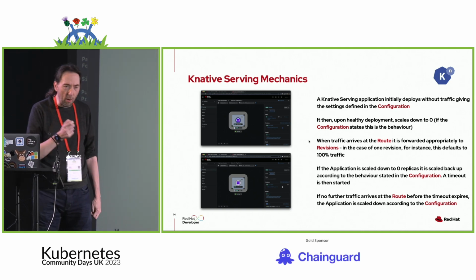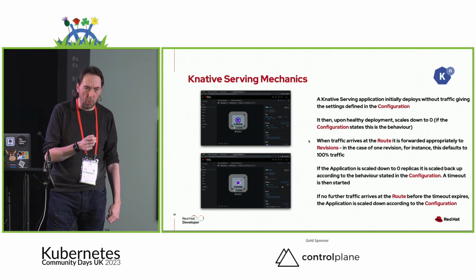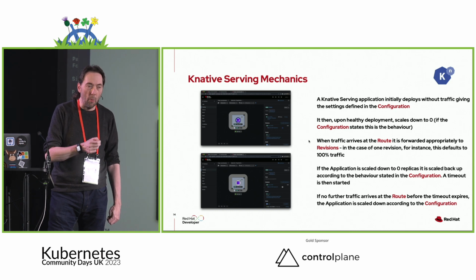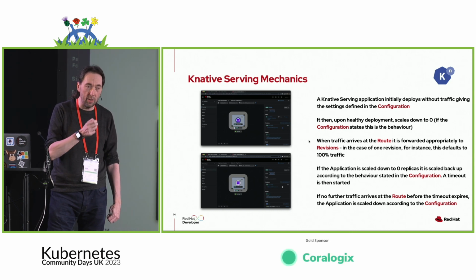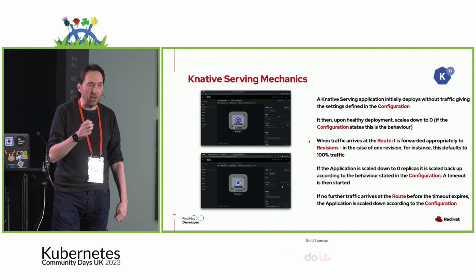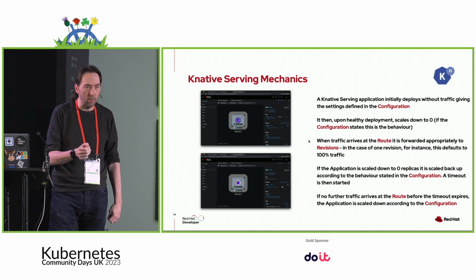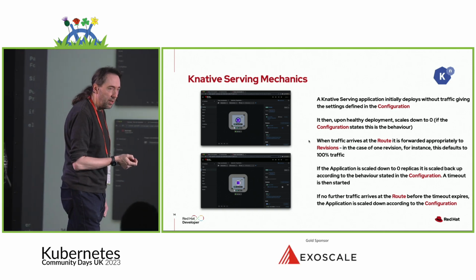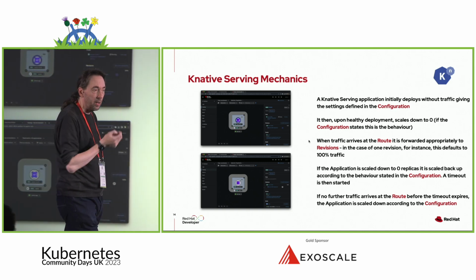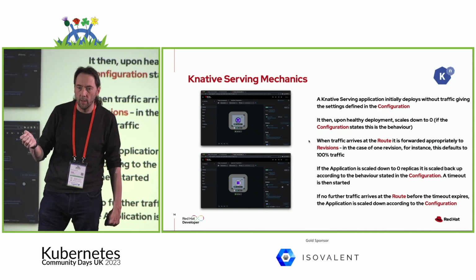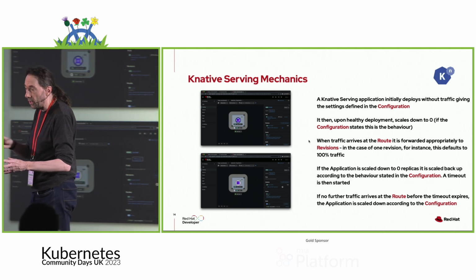If no traffic arrives at the service point during that timeout, when the timeout expires, the application is scaled down to 0, but this ingress service point remains. If traffic arrives at that service point during the timeout, it is reset. So it's got this wonderful way, and that timeout is fully configurable as well.